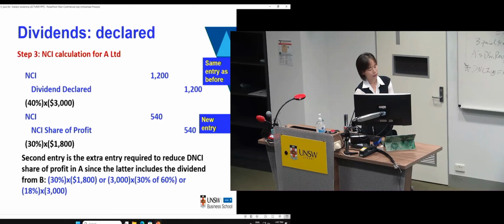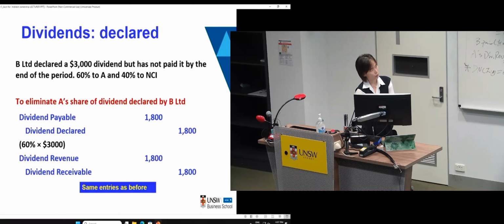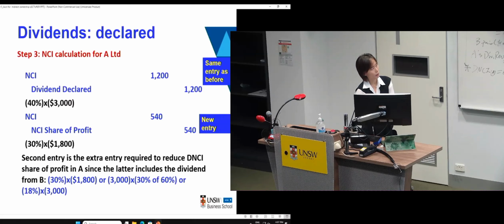Okay. Now for the remaining 40% of dividend declared by B, well, will be received by its NCI. Now because when B paid out dividend, its equity reduced. Therefore, NCI share of B's equity also decrease. But in compensate, this party will receive 1,200 cash dividend later. Okay. It's more like a return of their investments.